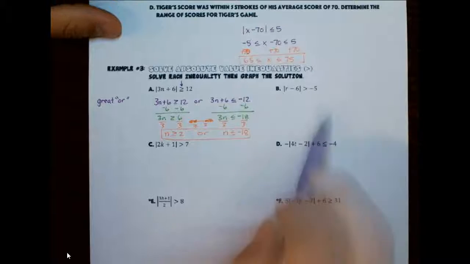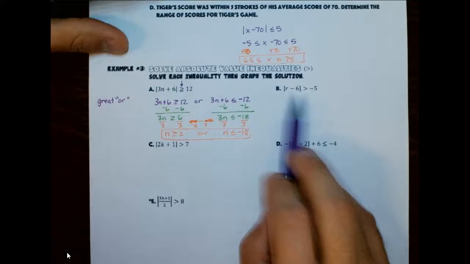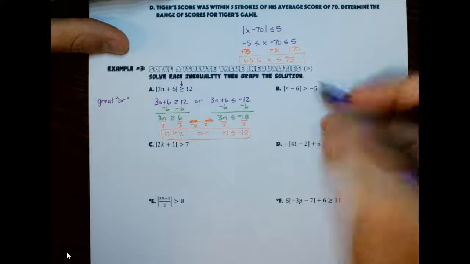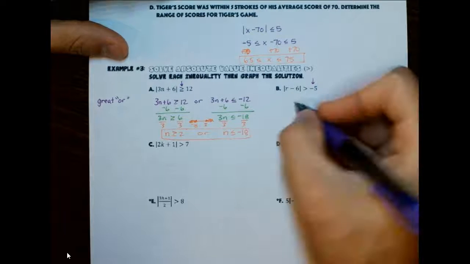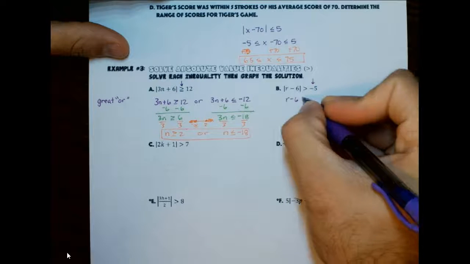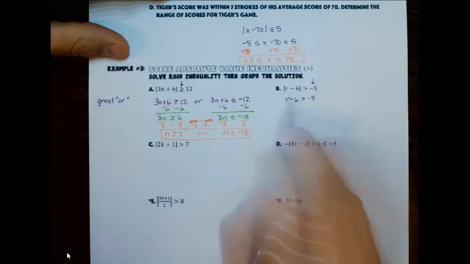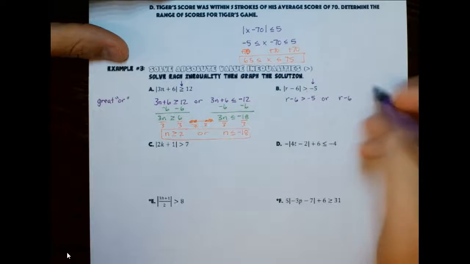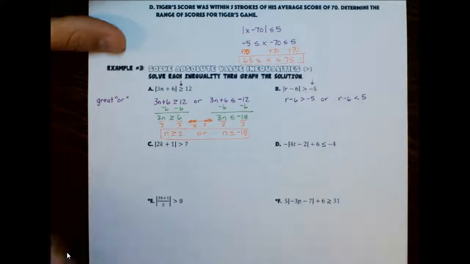And the next one, here I have the absolute value of r minus 6 is greater than negative 5. So like yesterday, even though this is negative, I'm going to set it up and show you what actually happens. So I take r minus 6 greater than negative 5, exactly like I see it without the absolute value bars, or r minus 6, flip the inequality symbol, switch the sign, and now solve each one individually.